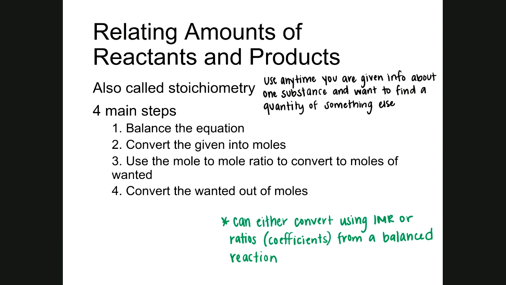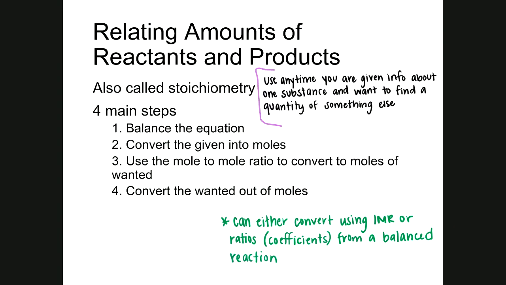And so how do we know when to use these steps as opposed to everything else we just learned? Well, this is all on top of what we just learned, but one way that you can know when to use it is if you are given information about one substance and you want to find a quantity of some other substance. That's when you need these 4 steps. And every stoichiometry problem can use these steps. So if you have these 4 steps memorized and down, you should be good to go, as long as you understand how to do them.